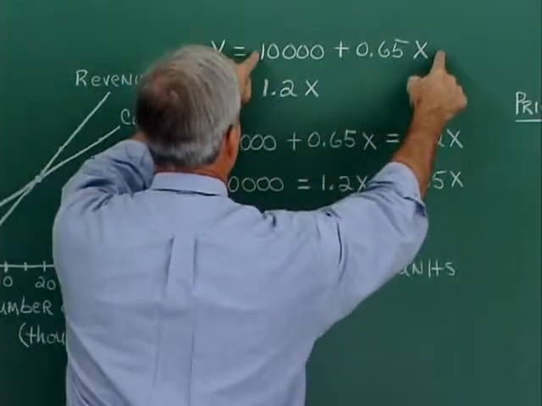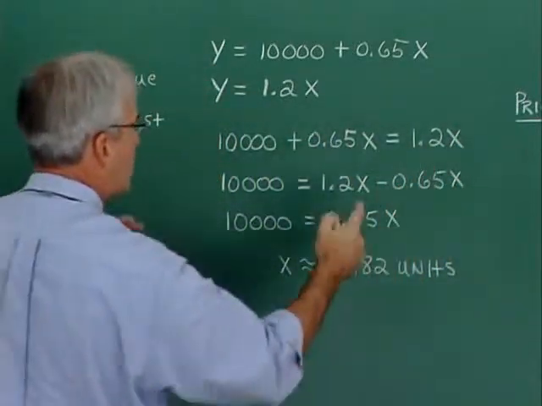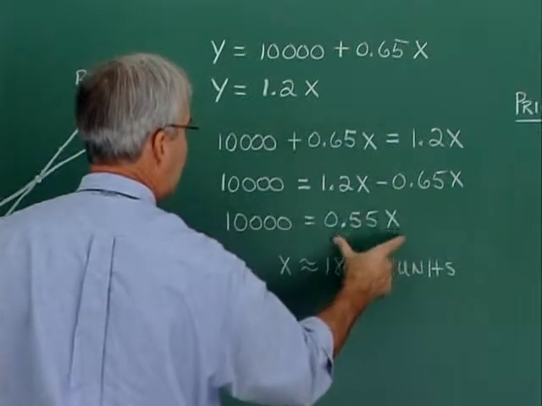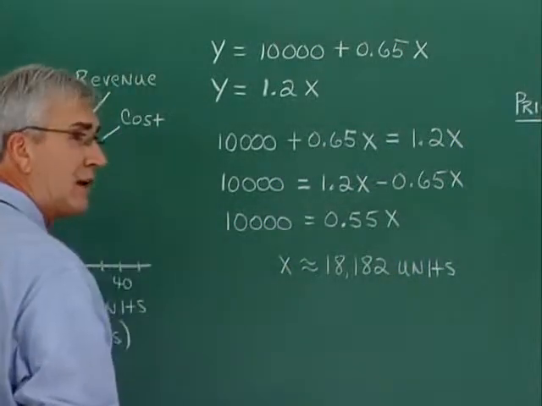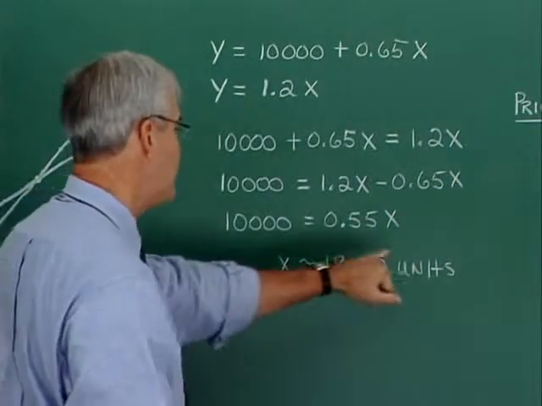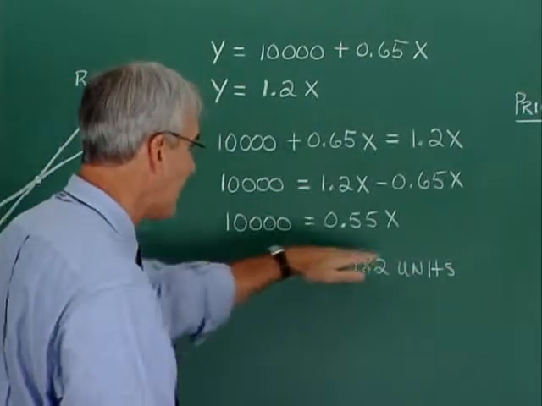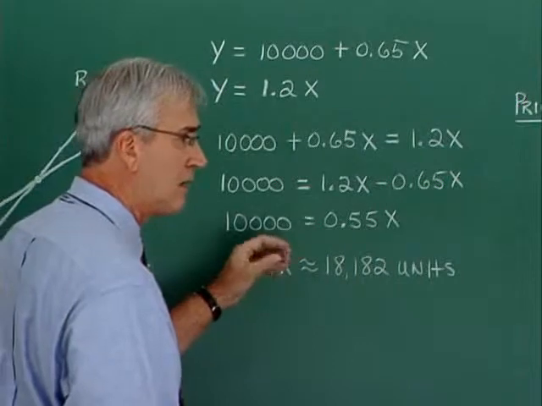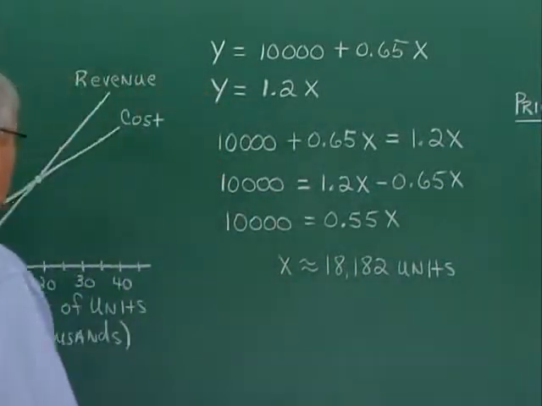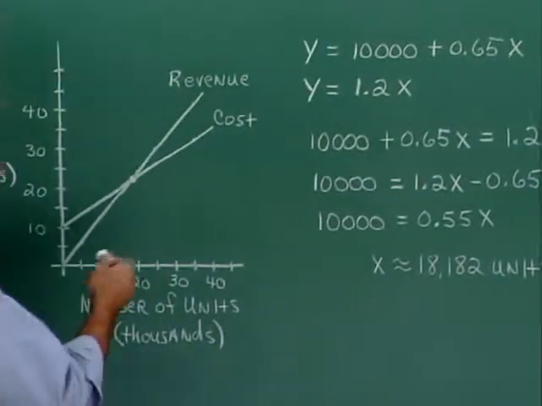If I take this expression for y and replace it into the other equation, then I get this, and then I'll subtract 65/100ths x on both sides to give this, and collecting I get 0.55x. Dividing on both sides by 55/100ths, I find x to be about 18,182 units. That's the number of units that has to be produced and sold in order to have a break-even situation.